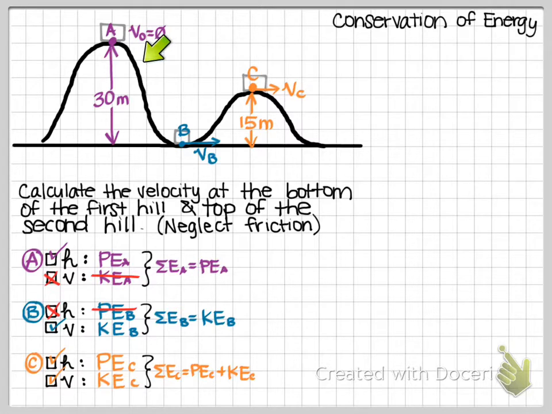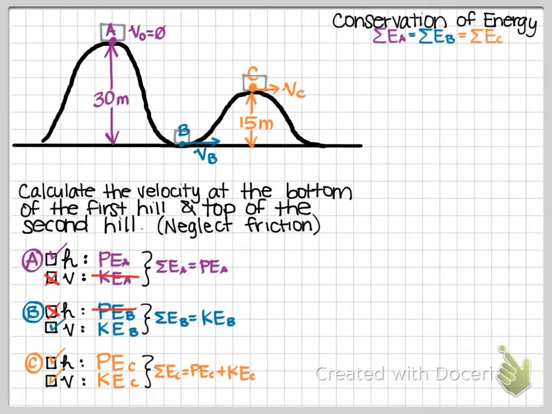It's also the same amount of total energy here, here, here, here, here, everywhere, because it cannot be created or destroyed. So my total energy at A, right here, like I just said, is equal to the total energy at B, which is equal to the total energy at C. Okay, that's your basic idea of the conservation of energy.